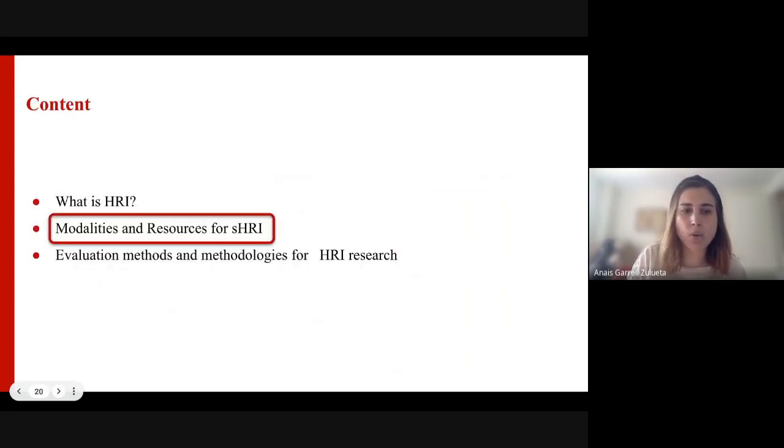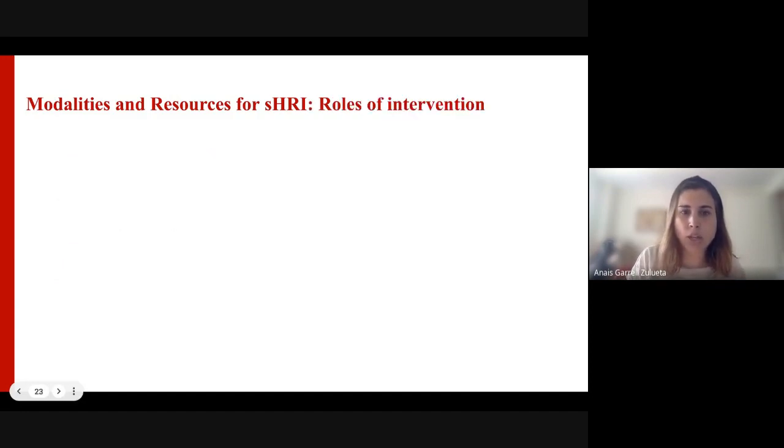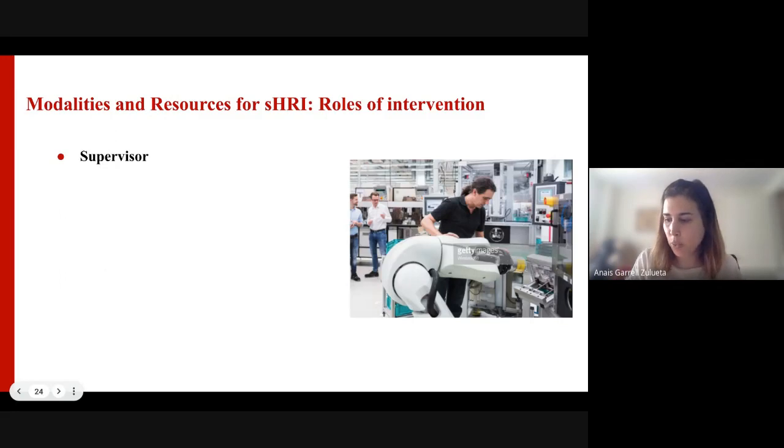So now that we know what HRI is, let's talk about the modalities and resources for this HRI. The first thing that we have to talk about is the roles of interaction. It means the role of the person that will interact with the robot. In that case, we have different roles. The first one is the supervisor. The supervisor is the person that needs to understand when a robot is having a problem, the seriousness of the problem, and the effect on the mission.